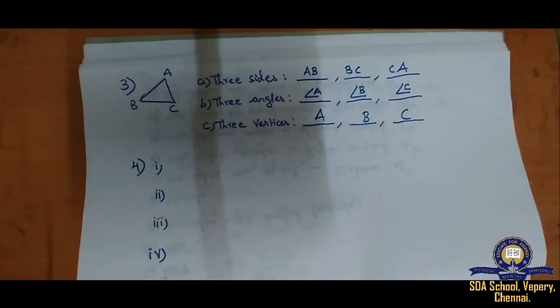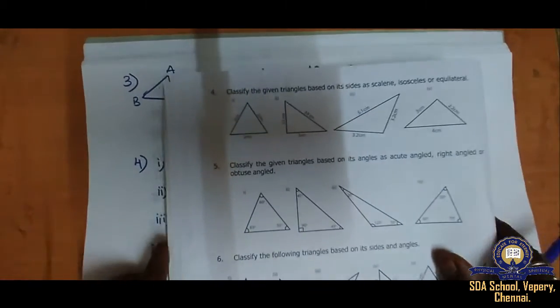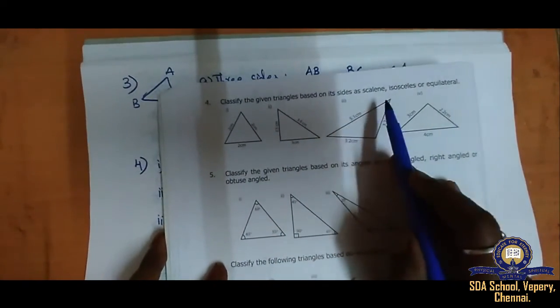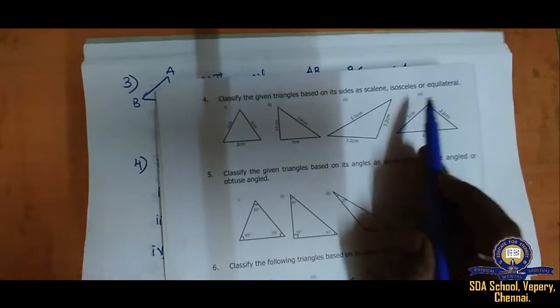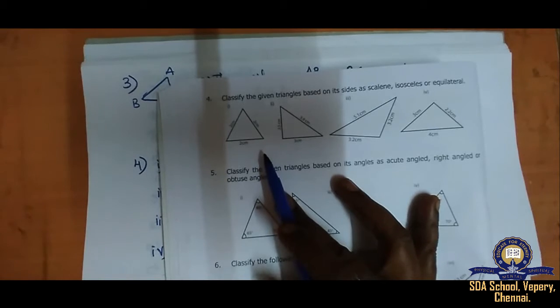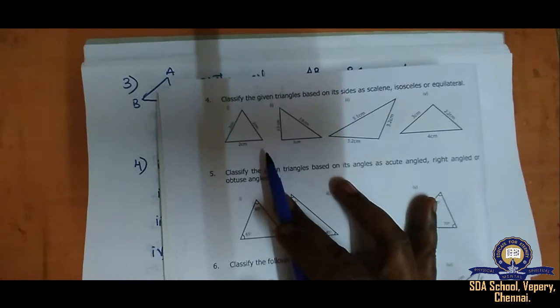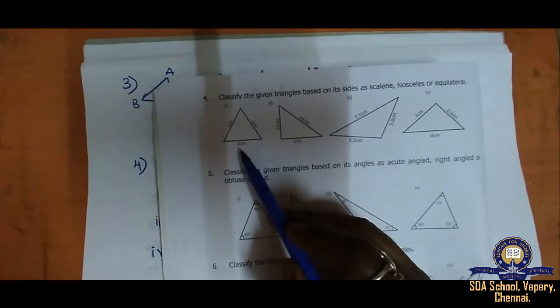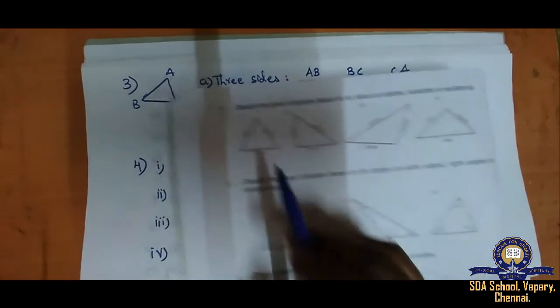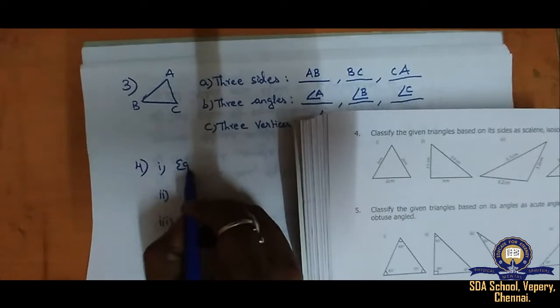Now we'll move on to the fourth question. Page number 66. Classify the given triangles based on their sides as scalene, isosceles or equilateral. See with the centimeters and say which is scalene, which is isosceles, which is equilateral. Here 2 centimeter, 2 centimeter, 2 centimeter. For the first question, all the sides are 2 centimeter, so it is said to be an equilateral triangle.